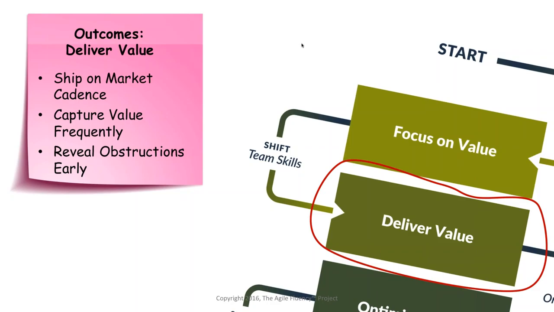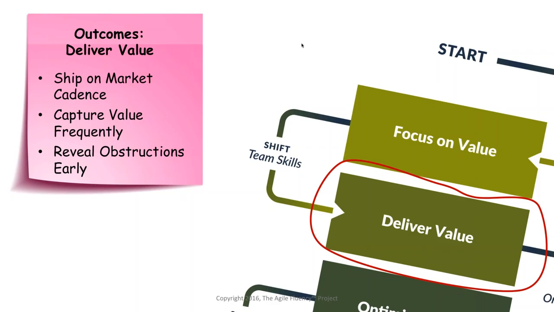So here it's very important to know what really is your market cadence. The more frequently your customers can accept new value and are willing to pay for new value or give value in return for it, the more important it is that your team has this level of fluency. The other thing that happens here is that the team learns to reveal obstructions early. We have to be able to see early on where there are defects, where things are getting in the way of that value delivery.